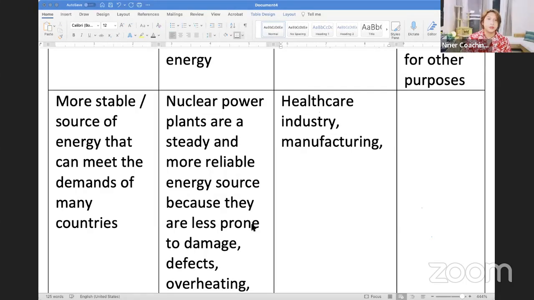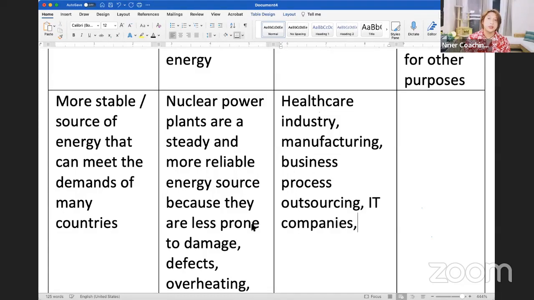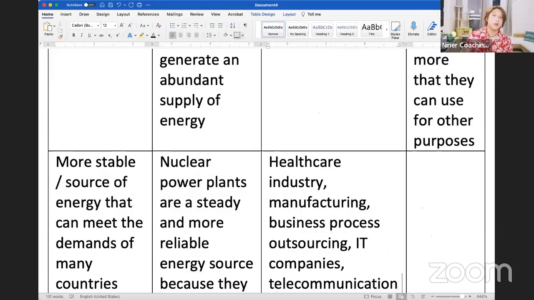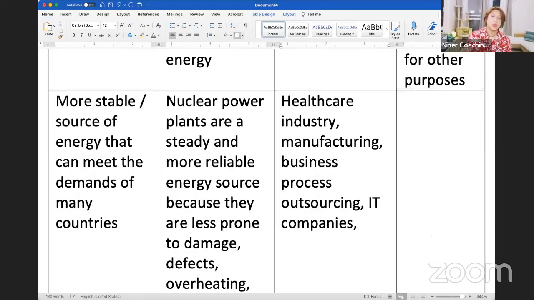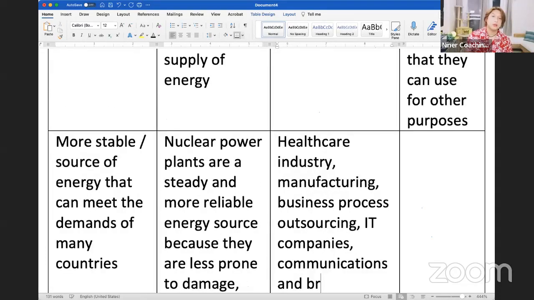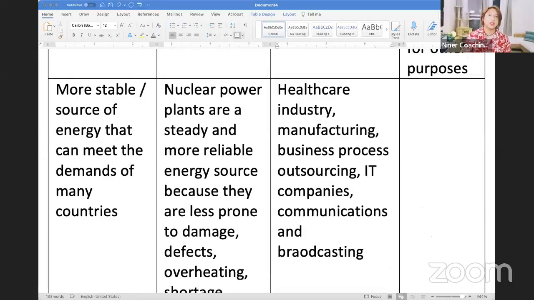If you don't have power interruptions, what particular industries will benefit? Yeah, the BPOs, business process outsourcing, or IT companies, right? The IT industry, and even telecommunications. Or communications, not really just telcos, but communications and broadcasting. There you go, these are just some industries.